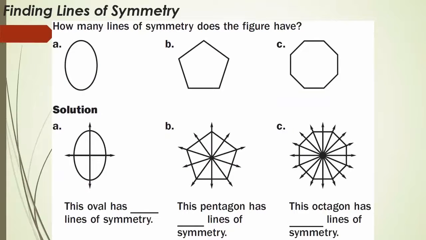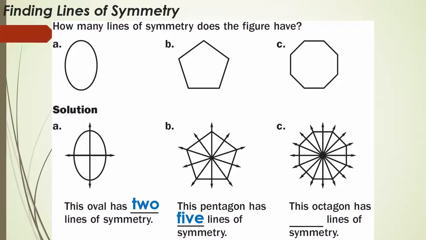Example number 2, finding lines of symmetry. How many lines of symmetry does a figure have? Remember, when we're looking for lines of symmetry, we're looking to see if we can fold the image over the line of symmetry evenly so that all points line up. Some images may have 1, some images may have none, some images may have more. So you just have to play around with it. In our first one, we have an oval, and if you look at it, we can fold it in 2 different ways evenly over the line of symmetry. So this oval has 2 lines of symmetry.